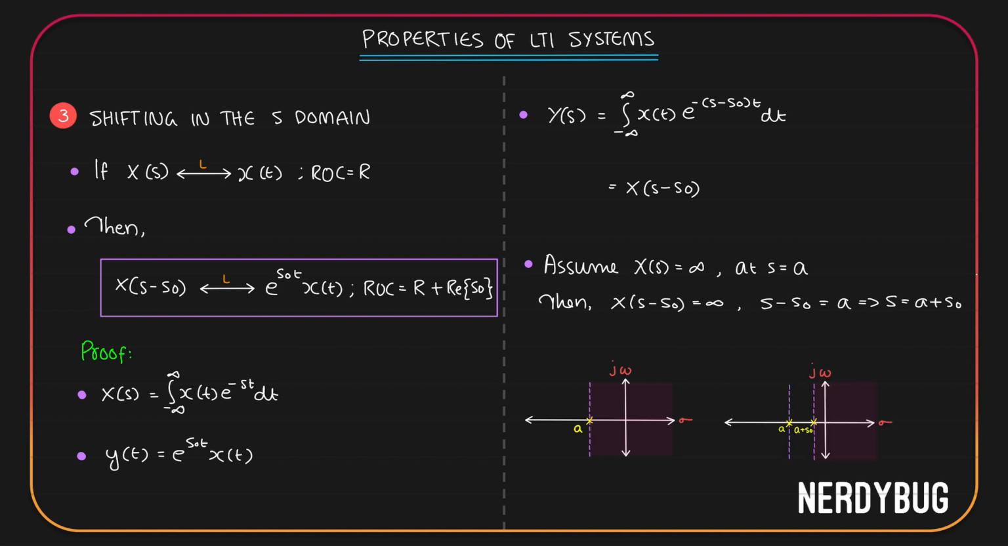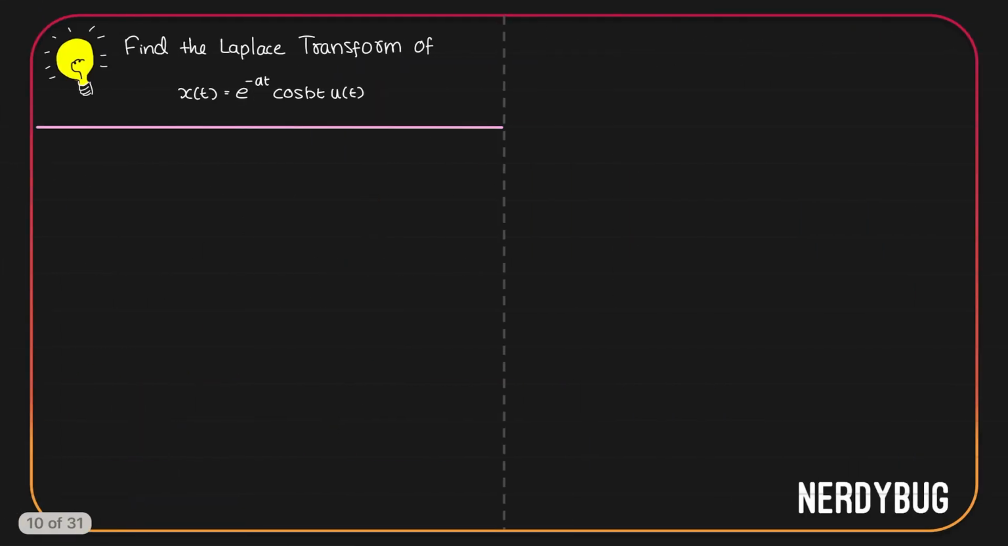The pole has shifted s naught units towards the right, and the ROC is now towards the right of the new pole, which is at a plus s naught. Let us solve a problem. We have to find the Laplace transform of x of t, that is e raised to minus at cos bt u of t.